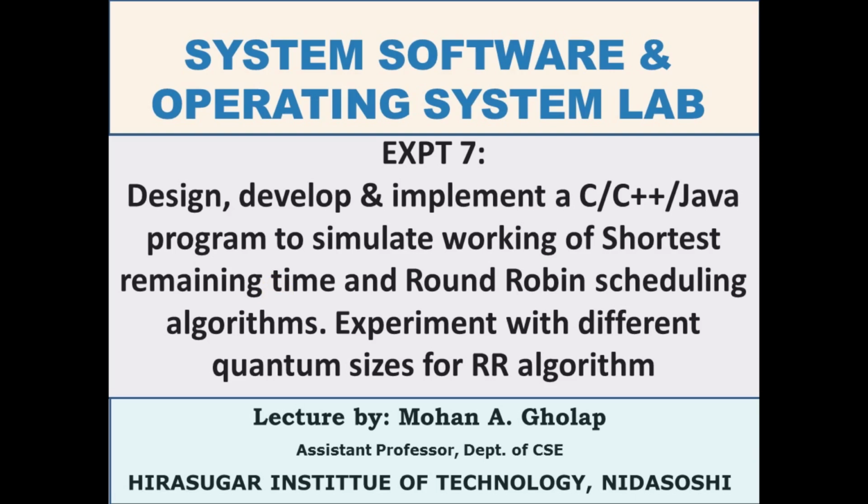In the first one, the name itself indicates shortest remaining time. At each time stamp, we have to search for the process which has the shortest remaining time of execution, and only that process should be allowed to execute. And the second one is round robin.